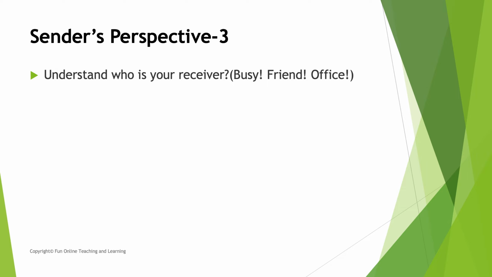Understand who your receiver is. Are they busy? Is this a generic email? Is this an office email? Is he your friend? Is he one of your family members? Understand who your receiver is. As I said a few minutes before, maybe they're working in a construction zone or in a lab. Maybe phones and computers are not allowed. So understand who your receiver is, because sometimes we get so emotional with our emails.